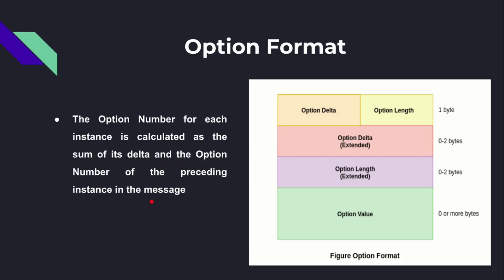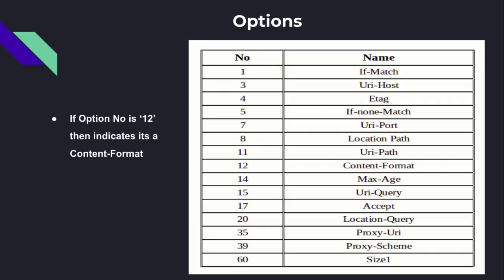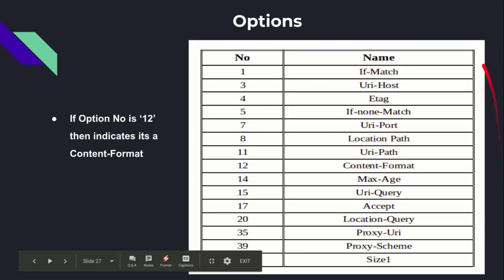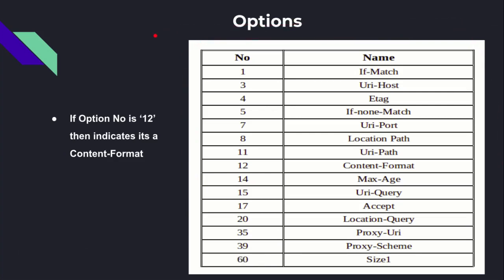I will explain with an example. This is the options chart which is available for the CoAP protocol. If the message has option number 12, it indicates the content format. Similarly, if it has option number 11, that indicates the URI path.